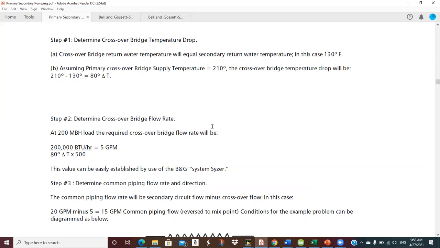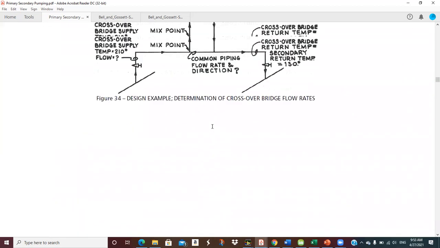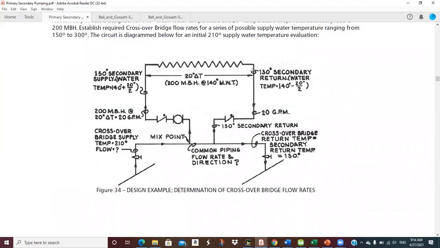Point A, crossover bridge return water temperature will equal secondary return water temperature, in this case 130. I've got 130 coming down here, and when this pump runs, the flow is going the other direction in the common pipe, so I don't have a choice. If I've got 130 here, I'm going to have 130 there when the pump runs.